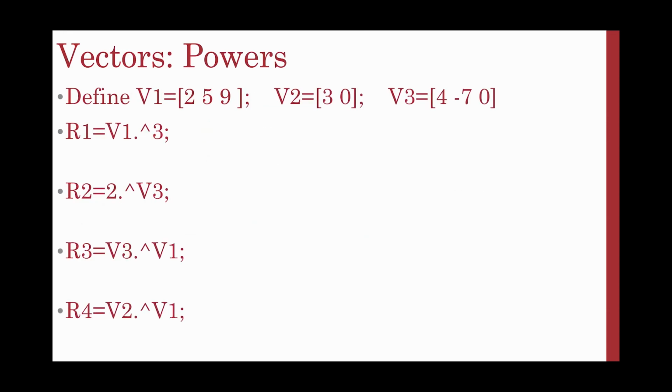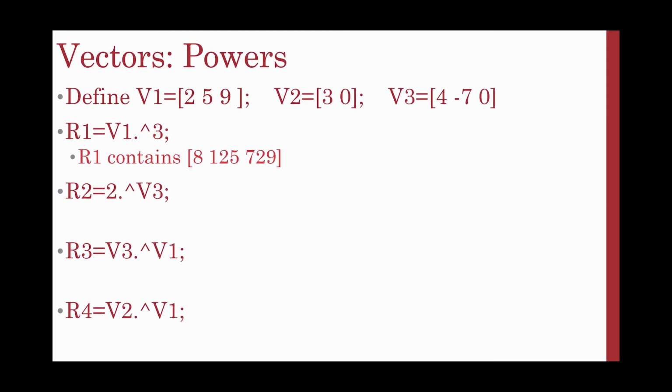So to look at some examples, I have my 3 previously defined vectors. If I want to define a variable r1 and say it is v1 cubed, I want to cube every element in v1. I'm going to do v1 dot caret 3, which is then going to cube every element in v1.